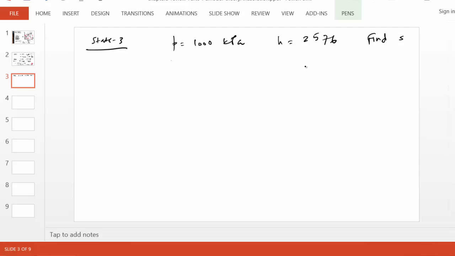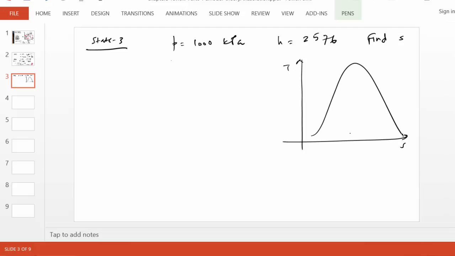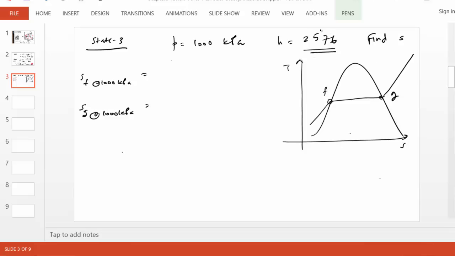The first thing to do is to again draw the TS diagram, draw the dome, and we have no clue where the state lies. So we draw a 1000 kPa line, and this is my F and G state. The first thing to do is, we know enthalpy, let's find Sf at 1000 kPa and Sg at 1000 kPa. Our goal would be then to compare our known H with these two values. We know the state will lie somewhere on this 1000 kPa line, to figure out whether we have a superheated vapor, subcooled liquid, or a mixture.